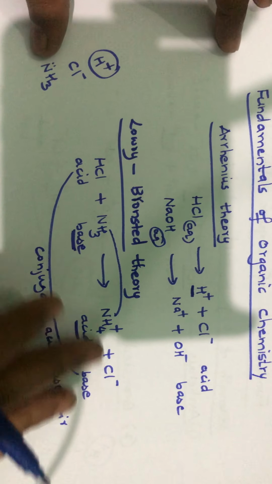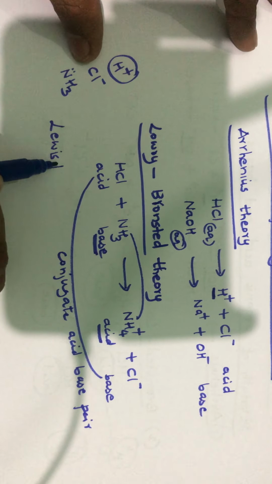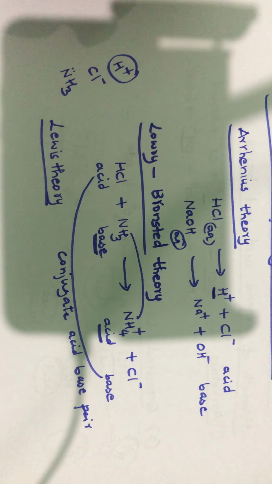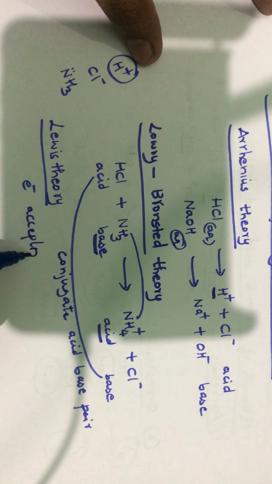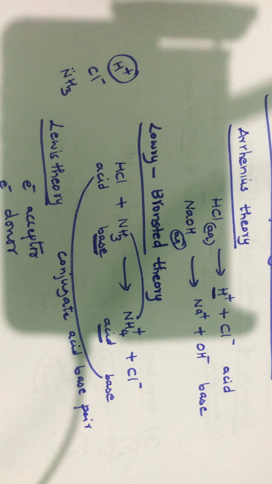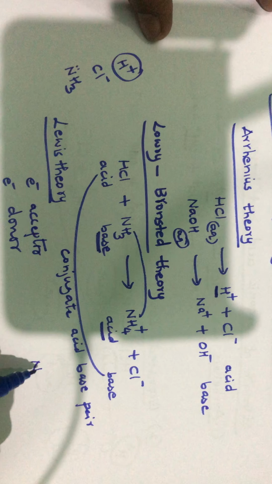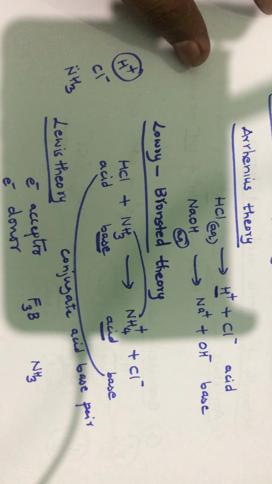So there is another theory that explains this concept of acid and base, that is called the Lewis theory. According to Lewis, an acid is an electron acceptor. A base is an electron donor. So an electron donor is a base and an electron acceptor is an acid. For example, let's take a reaction between ammonia and boron trifluoride, BF3.